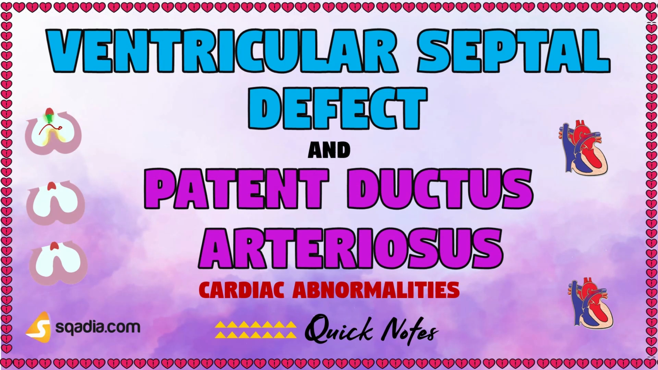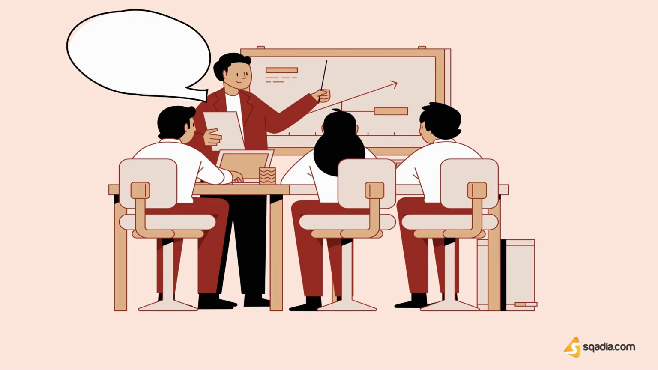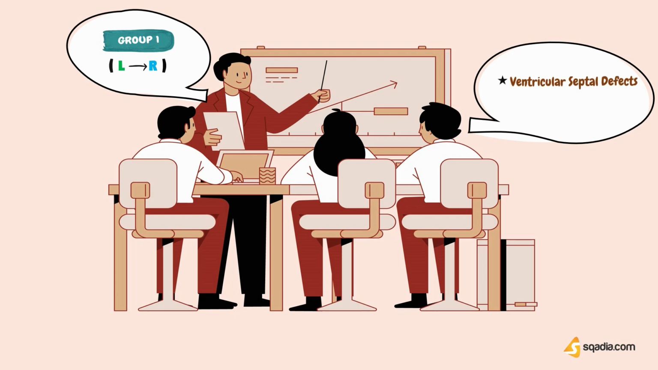In this video, we will talk about the third and fourth cardiac abnormalities of the first group that lead to left-to-right shunt, which are the ventricular septal defect and patent ductus arteriosus. That will be explained later in detail. Now, we will discuss ventricular septal defect first.